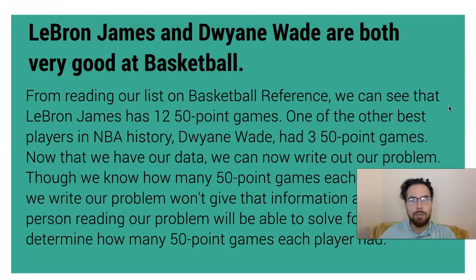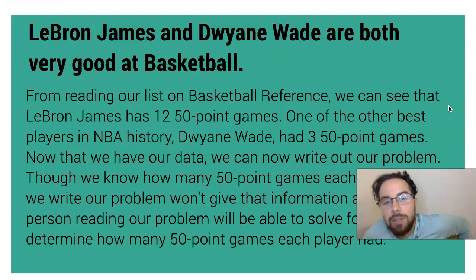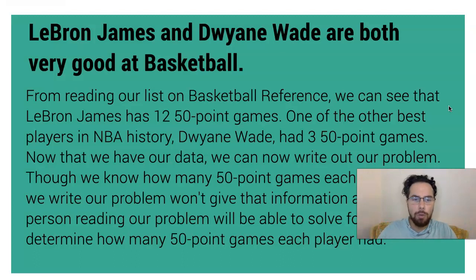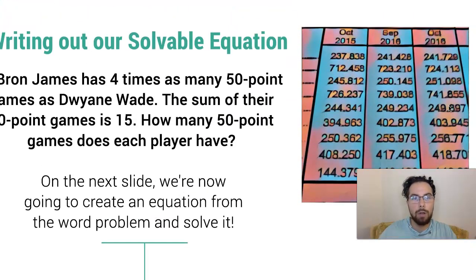So breaking news, LeBron James and Dwayne Wade are both very good at basketball. Together, they each have 15 50-point games. LeBron James has 12 and Dwayne Wade has 3. There's a reason why I'm telling you guys specifically those numbers because it's going to help you guys when you start inputting your own data into these equations. So in the next slide, I'm going to set up the equation, but just be thinking about who you're going to solve for x. So in my problem, you're going to see that Dwayne Wade is going to be x because I'll show you right now.